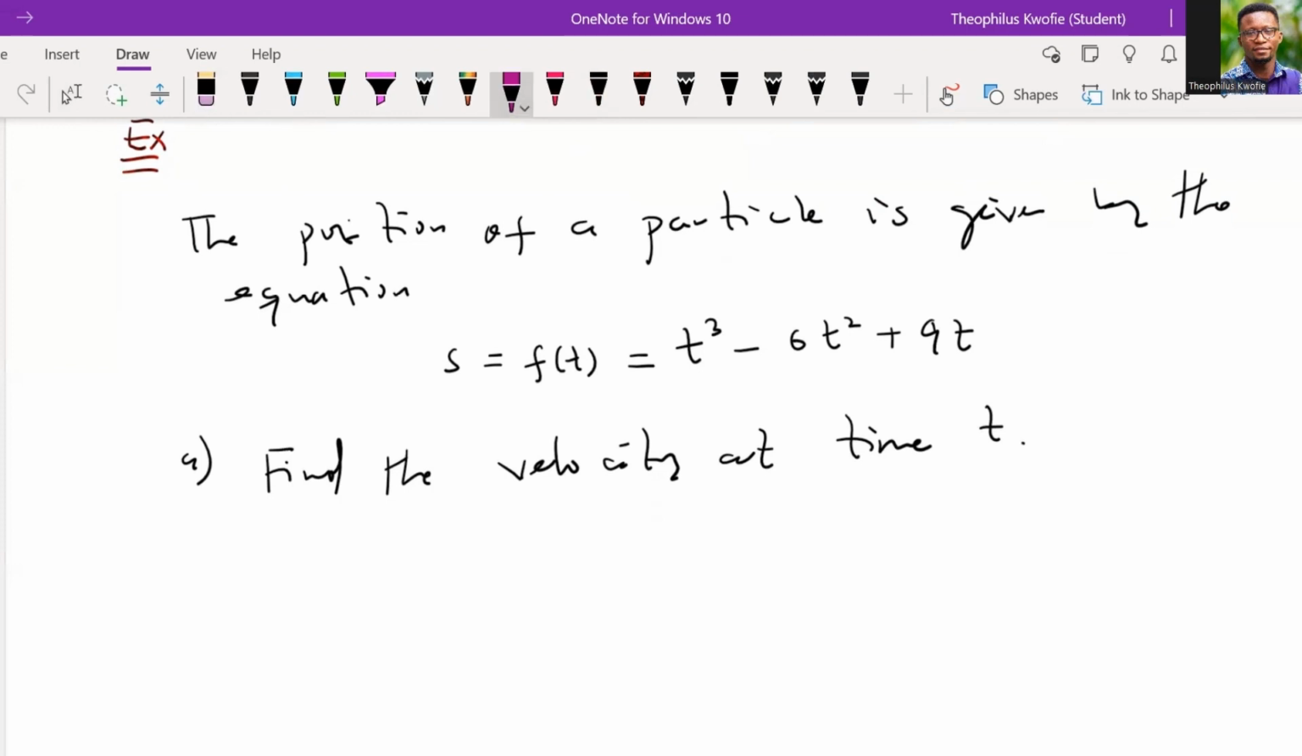What then becomes our velocity? The velocity is just going to be the change in the position of the particle with respect to time, so our velocity will just be S prime of t. You're going to differentiate this. By differentiating, we get 3t to the power 2 minus 12t plus 9. Good, that is going to be our velocity.